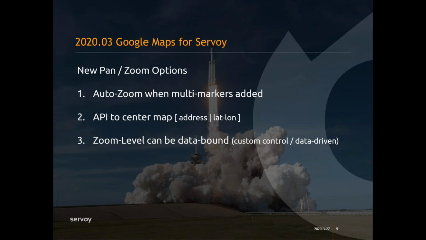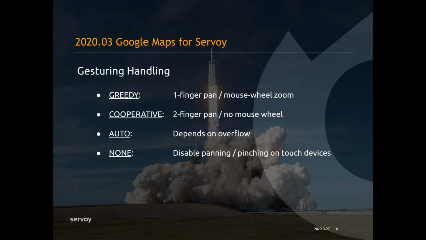Also, the zoom level itself is a data-bound property of the component. So my example was just hooked up to a slider, but you could also have that be something that you're changing depending on the record that's selected. So that's up to you.